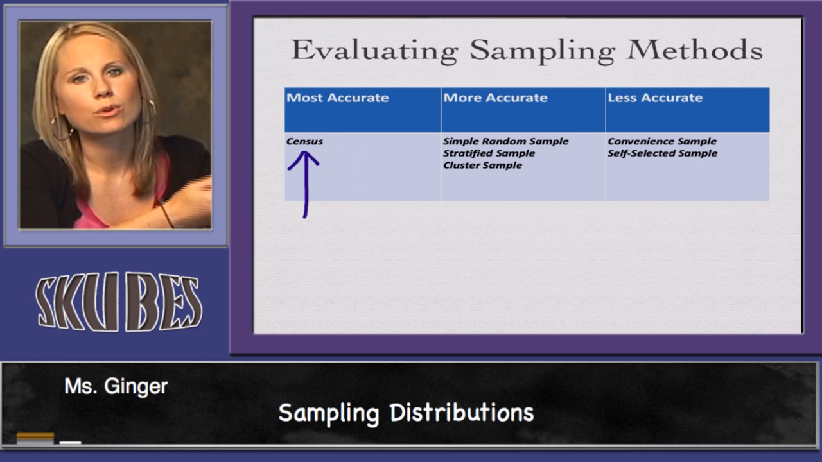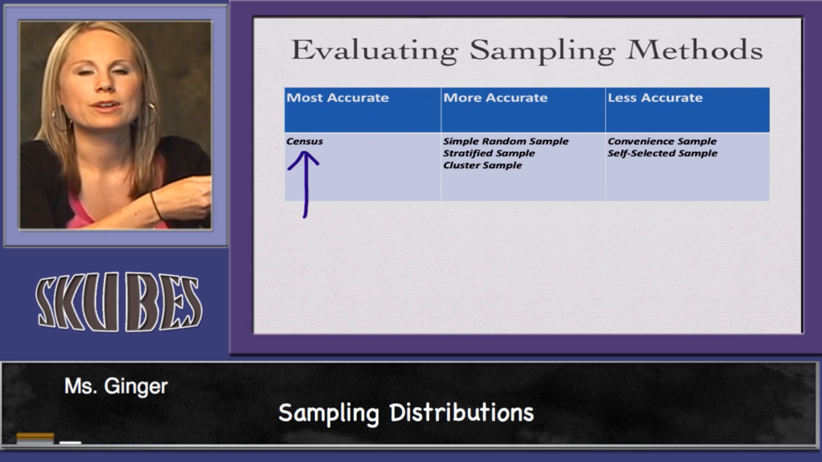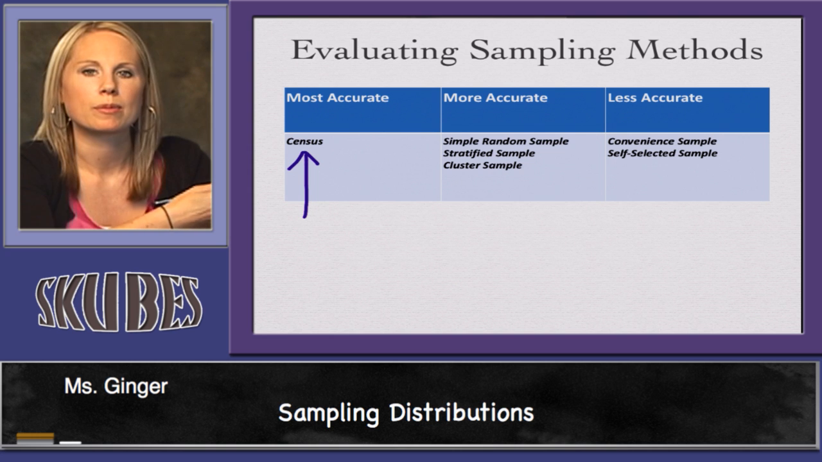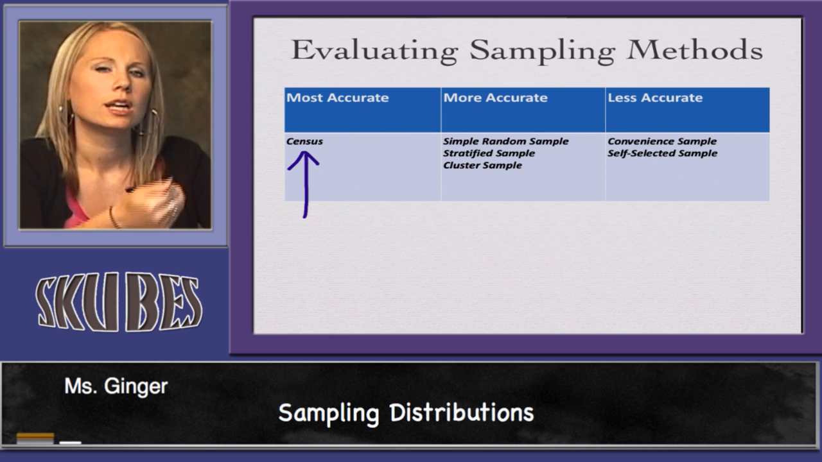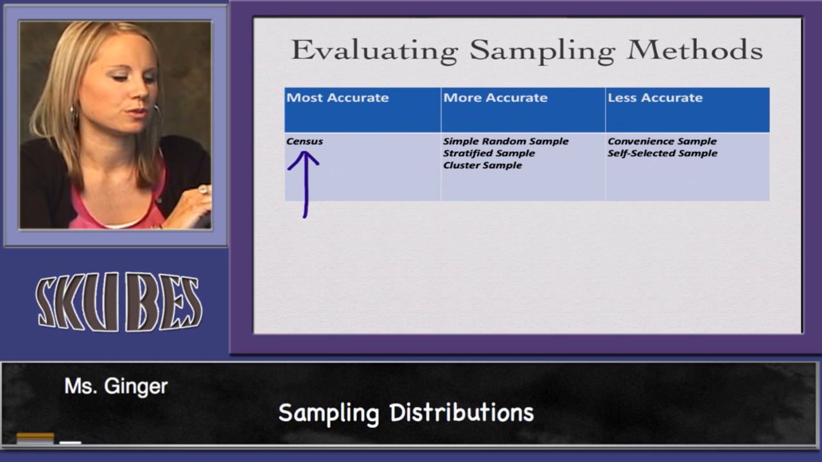Census is everybody, so that of course is going to be the most accurate, but we can't always get to every single person in our population. It's not always possible for us to do that. So the other types are typically what's used.